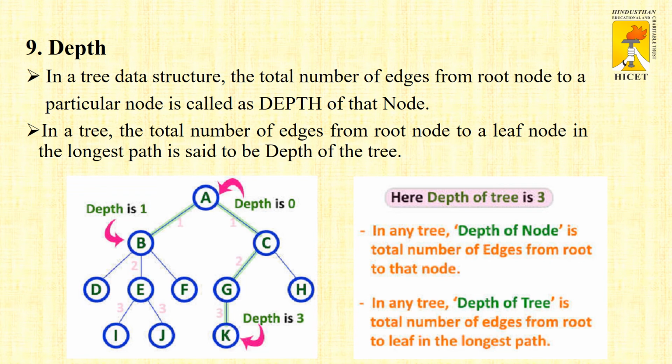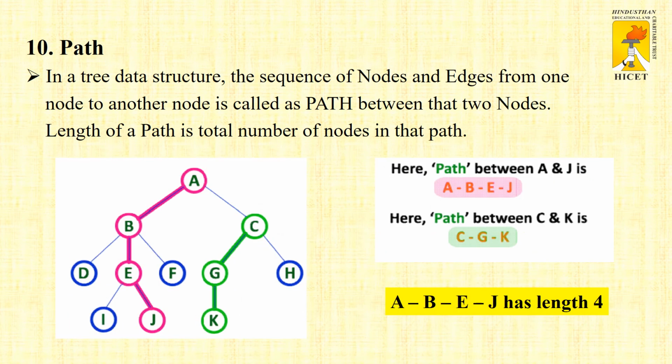Okay. The next terminology is path. The sequence of nodes and edges from one node to another node is called a path. For example, if I want to reach J from A, what is the path there? What is the sequence of nodes and edges? From A I have to move to B, from B to E, and from E to J. So A, B, E, J is the path for moving from A to J.